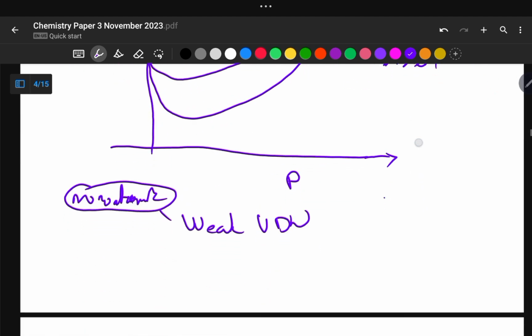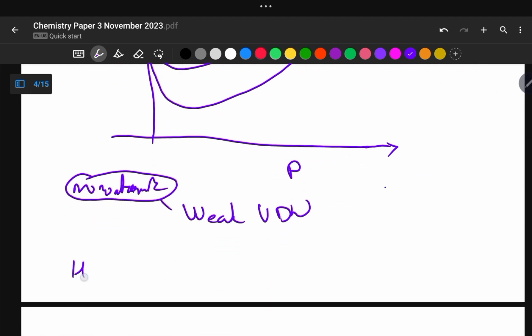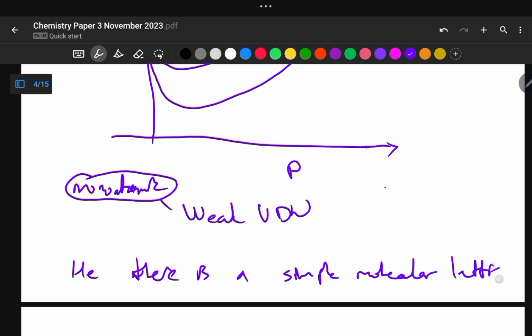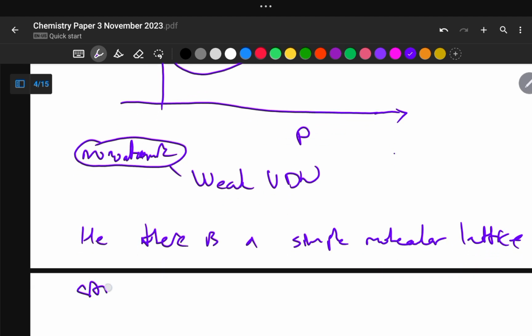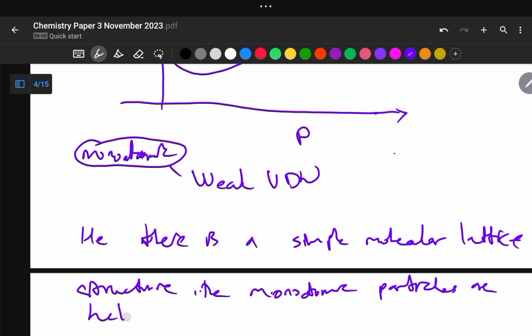So we can say that in helium, there is a simple molecular lattice structure whereby the monoatomic particles are held by the weak van der Waals forces.